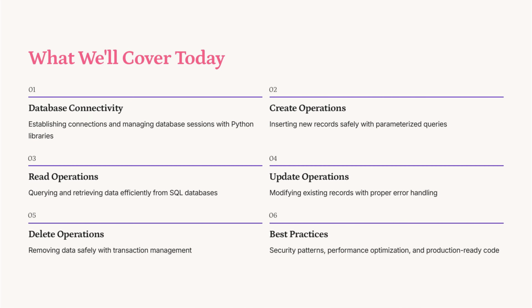Database connectivity is crucial for Python applications. Establish connections using libraries like SQLite3, psycopg2, and MySQL Connector Python. Ensure secure and efficient data handling with parameterized queries for create operations. Efficiently query and retrieve data, modify records with error handling, and safely delete data using transaction management. Follow best practices for security, performance, and production-ready code.